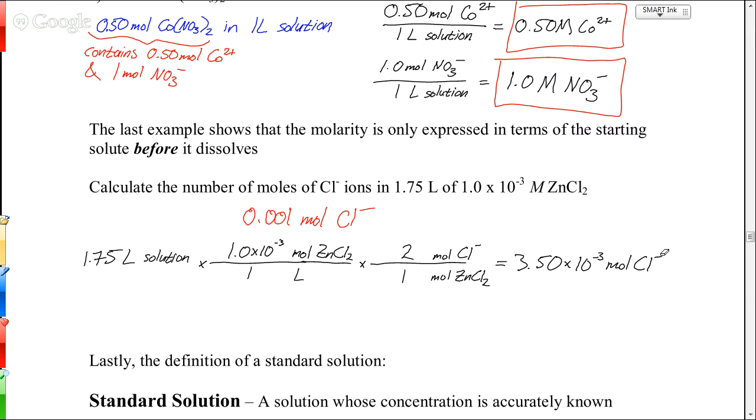I think you flipped it, dividing instead of multiplying. That's why it's good to do it this way. You'll notice that the units cancel: liters cancel, moles of zinc chloride cancel with moles of zinc chloride, and we're left with moles of chloride. So that's more of a systematic way to work through it.